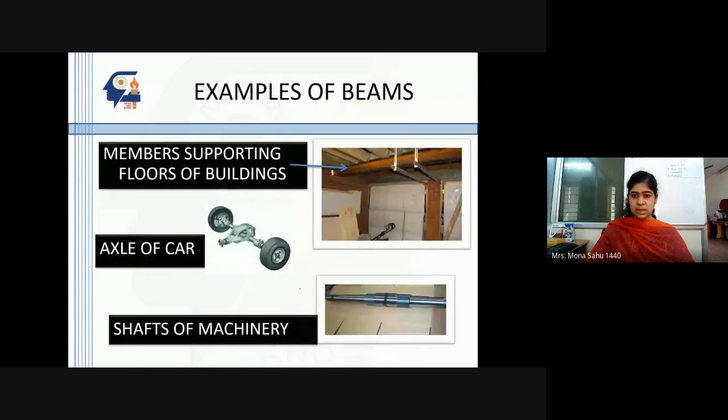So where exactly is it used? This is a very common example. Beams are mainly used for construction. In mechanical, the axle of a car is considered as a simply supported beam. Different types of machineries, shafts of machineries are also termed as beams of different cross sections.